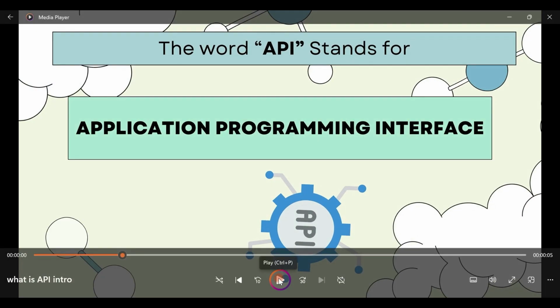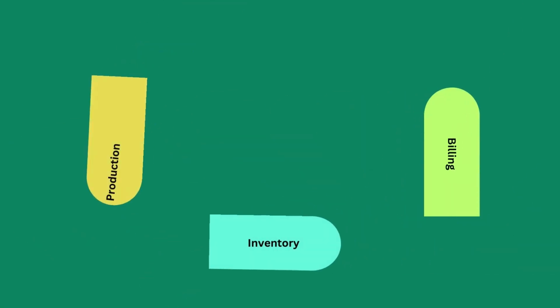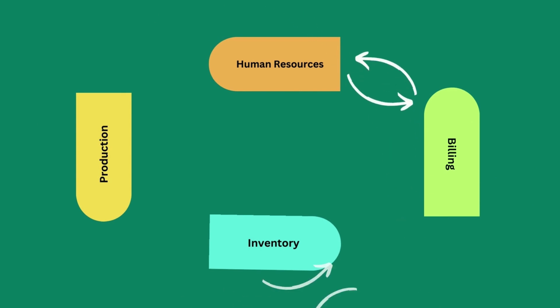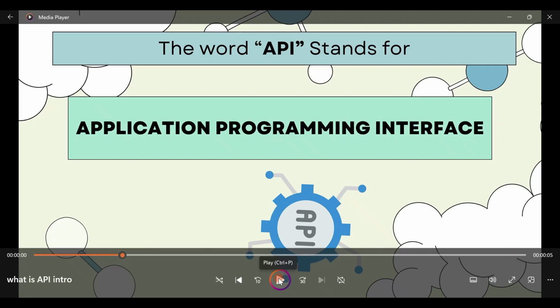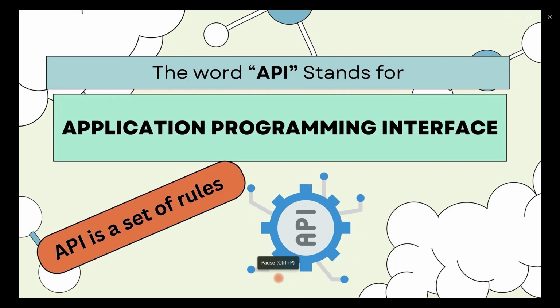So an API is a set of rules and protocols that allows different software applications to communicate with each other. It defines the methods and data formats that applications can use to request and exchange information. APIs can be used for various purposes, including accessing web services, databases, or operating systems. APIs can be implemented in various forms, such as libraries, frameworks, or protocols. So basically, it's nothing but a set of rules.